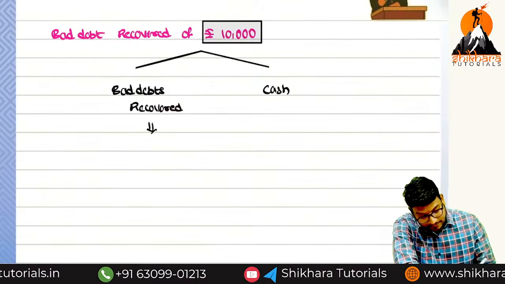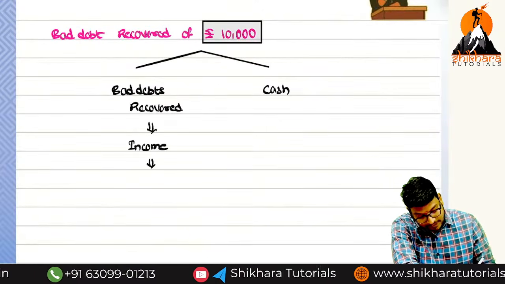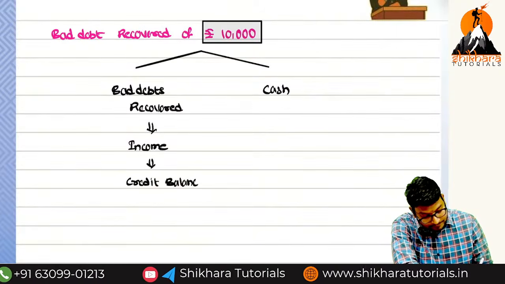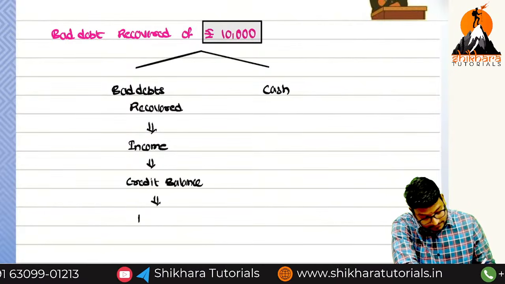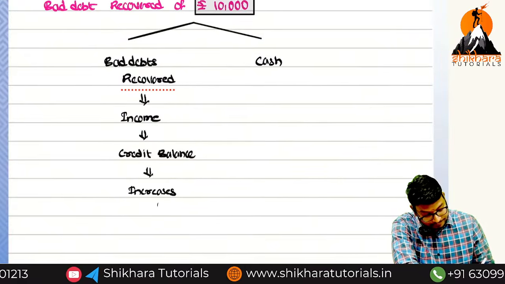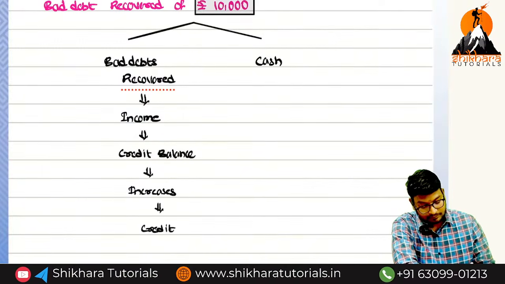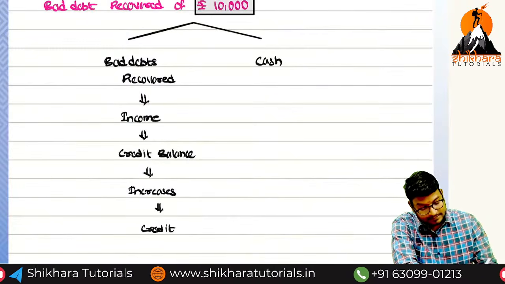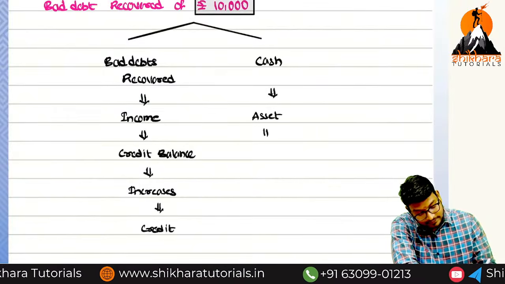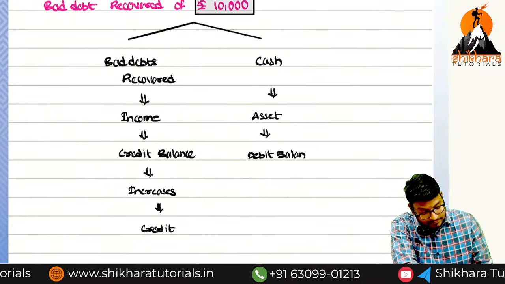So bad debts recovered is an income. Income means which balance? Credit balance. Incomes always increase with credit, so we need to credit. And next, cash is an asset or liability? Asset. Which balance will it have? An asset will have a debit balance.